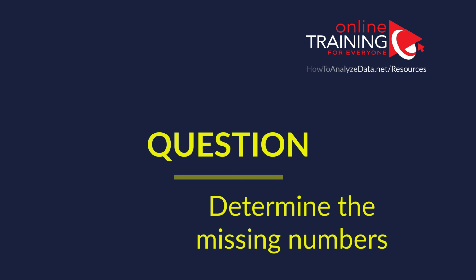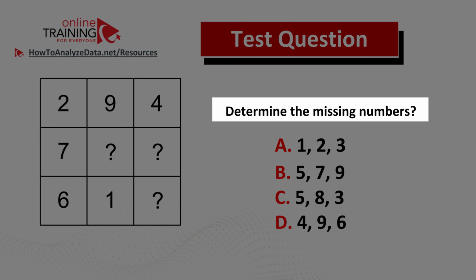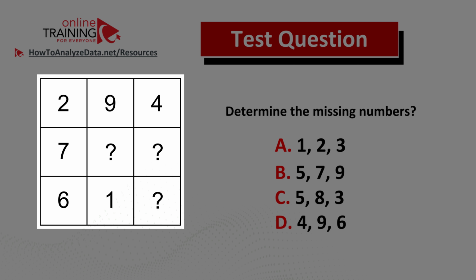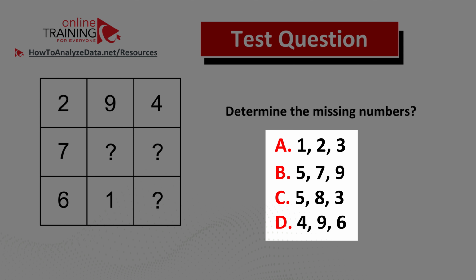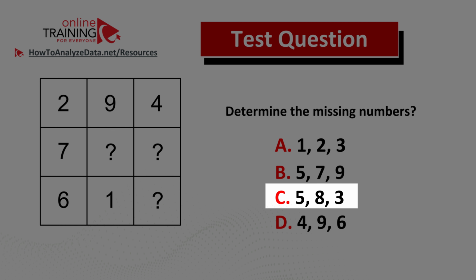Here's the tricky question from the real test, but somehow I have a feeling that you might come up with the answer. Determine the missing numbers. You have a square which has 9 numbers, and 3 out of 9 numbers are missing. And you have 4 different choices. Choice A, 1, 2, 3. Choice B, 5, 7, 9. Choice C, 5, 8, 3. And choice D, 4, 9, and 6.